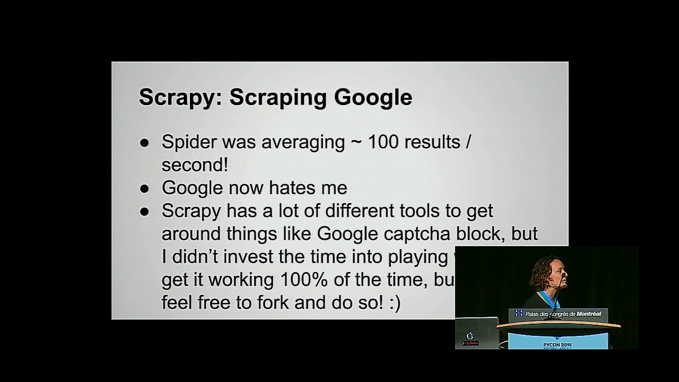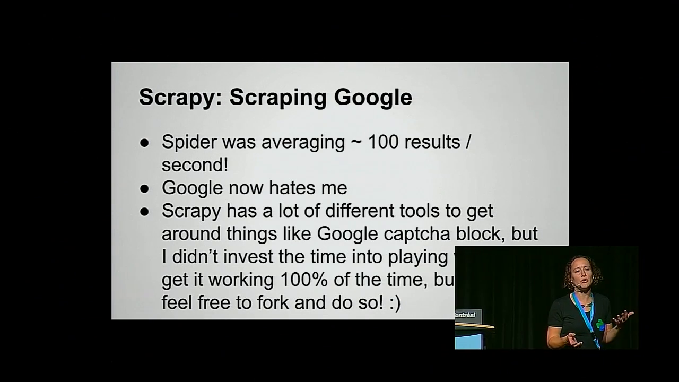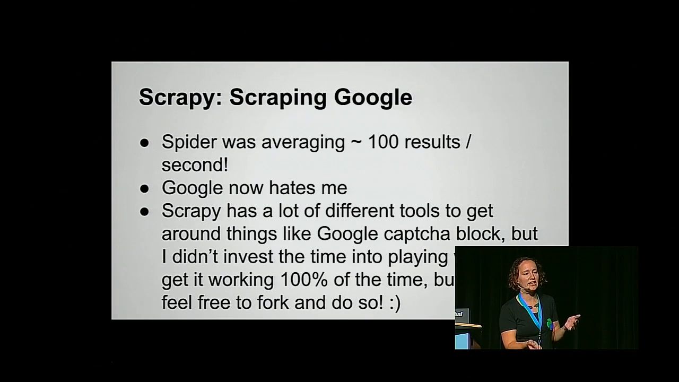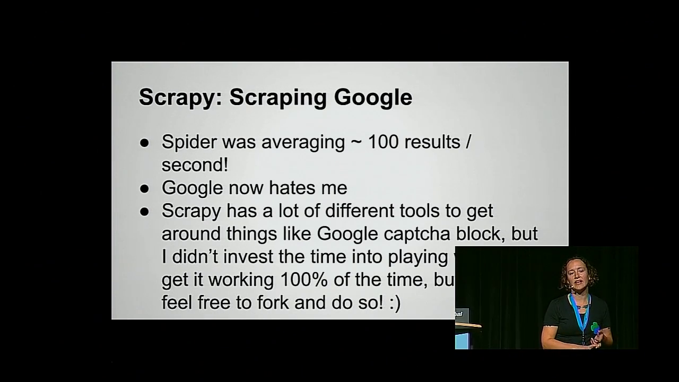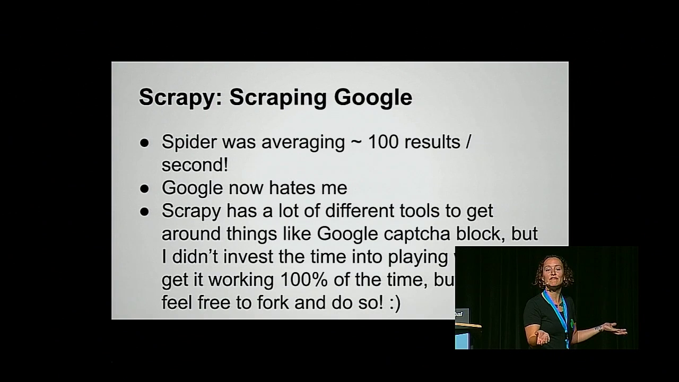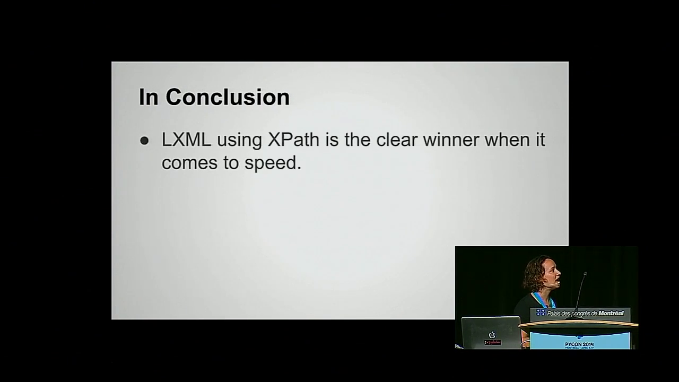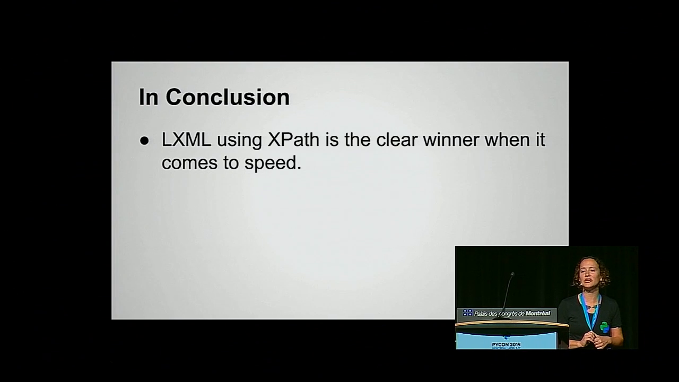And also, Scrapy has a bunch of different tools, very similar to what we saw in the mechanize functionality, for those of you that are familiar with the mechanize library, to get around CAPTCHA blocks. You can use different user agent strings, you can use different IPs, and other things like that. So for this test, rather than see how quickly I could fool Google, I wanted to see how quickly I could get the scraper running. But it's easily forkable, or you can write your own and use some of their logic to scrape Google even faster and at more length during off hours. So, in conclusion, LXML using XPath is the clear winner when it comes to speed.